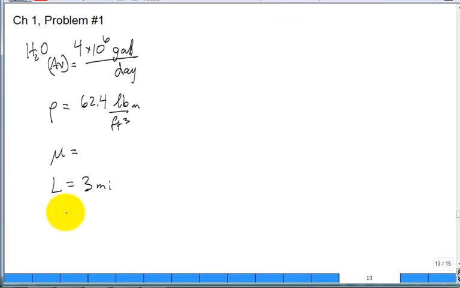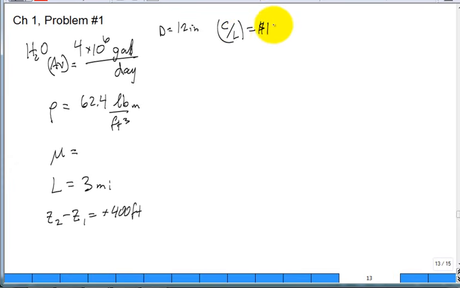And the change in elevation. So the final elevation minus the initial elevation is an increase of 400, not a decrease, an increase of 400 feet. The cost to install the pipe, so if you put in a 12-inch pipe, the diameter of the pipe is 12 inches, then it costs $115 per foot. So that's fine. Power cost, so the cost for the power is $0.075, so 7.5 cents per kilowatt hour.